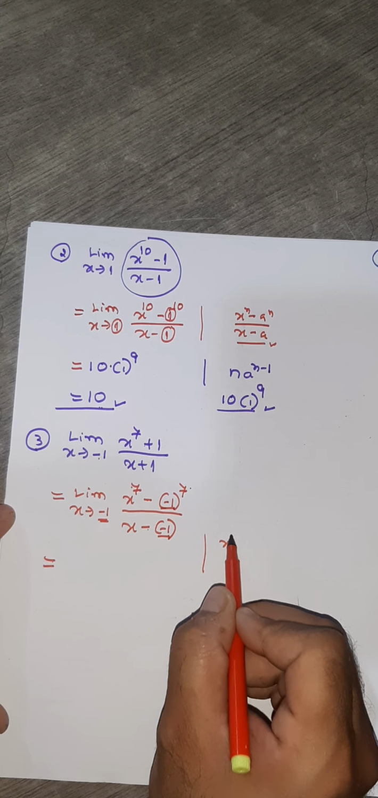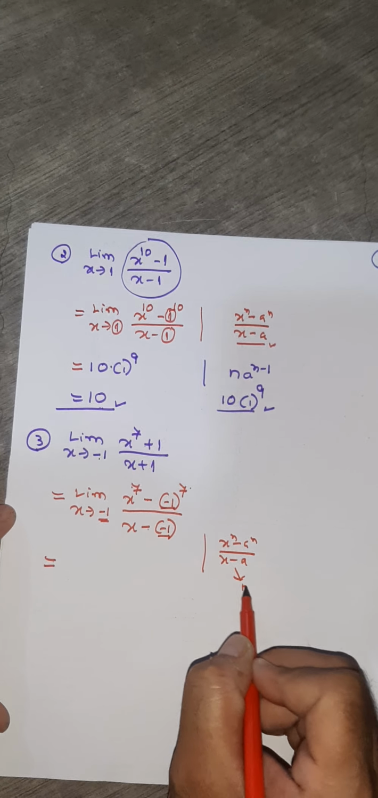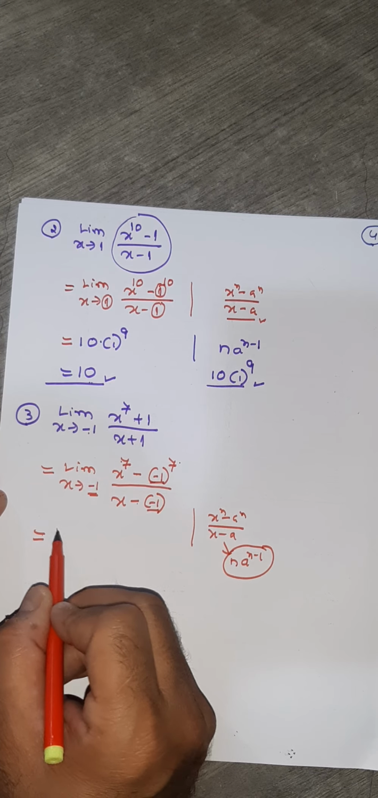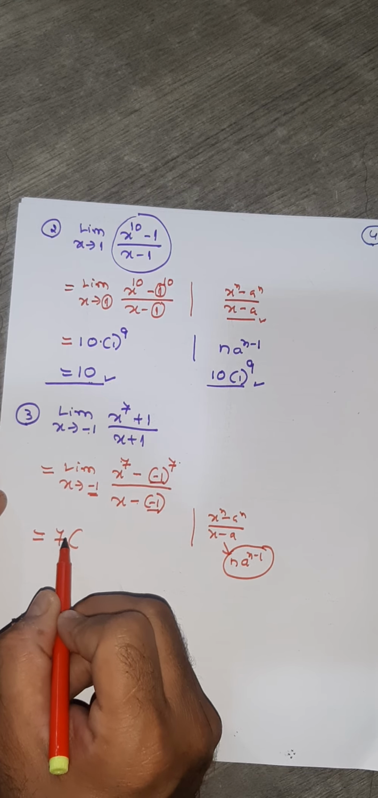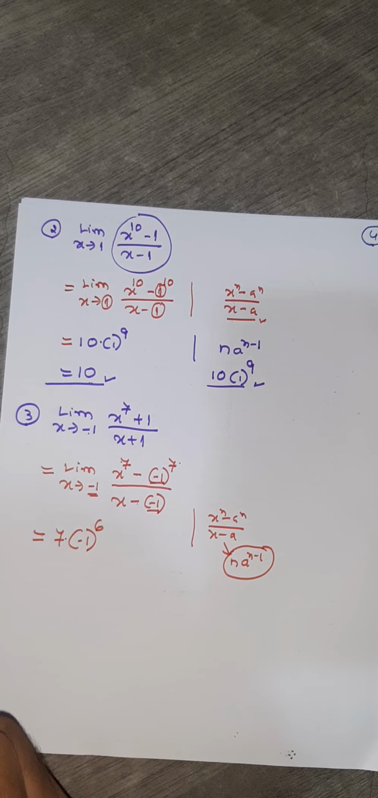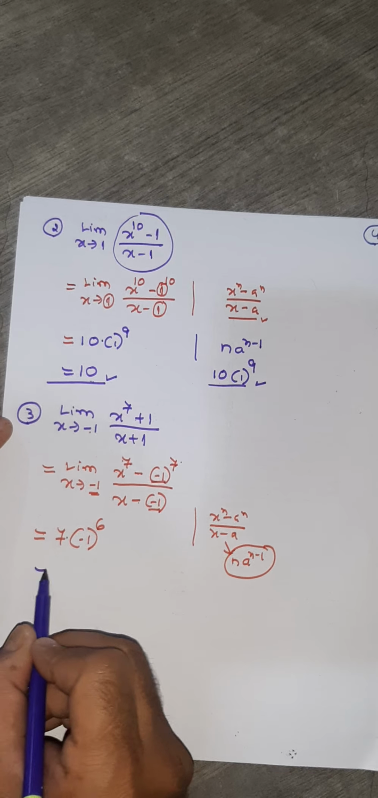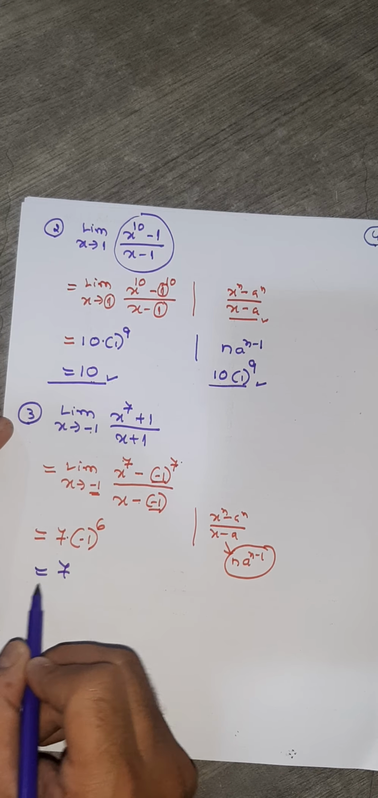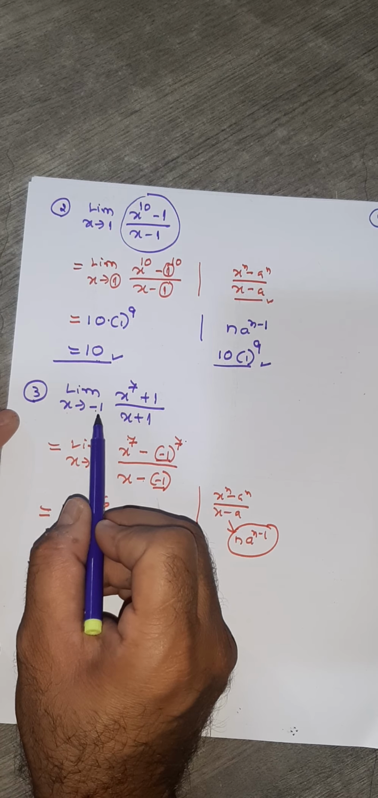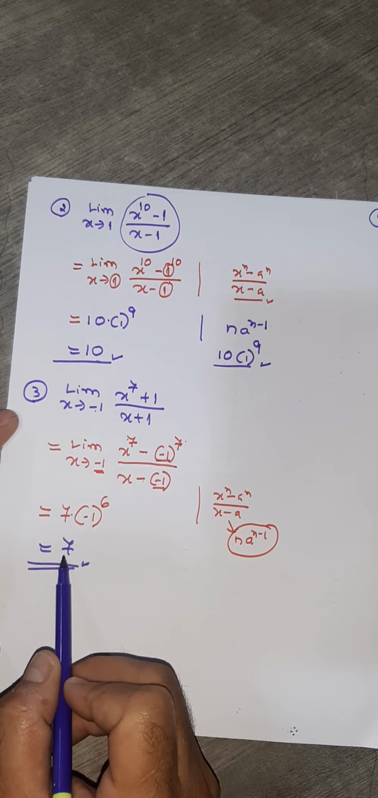So what's the limit of (x raised to n minus a raised to n) upon (x minus a)? That is n into a raised to n minus 1. Take this number in product. So 7 into minus 1, one power less, which is 6. What I did: take this number in product and one power less, which is 6. Now this is an even power, so it will be 1. So the limit will be 7. So what it says is, whenever x is very close to minus 1, then this function is very close to 7.